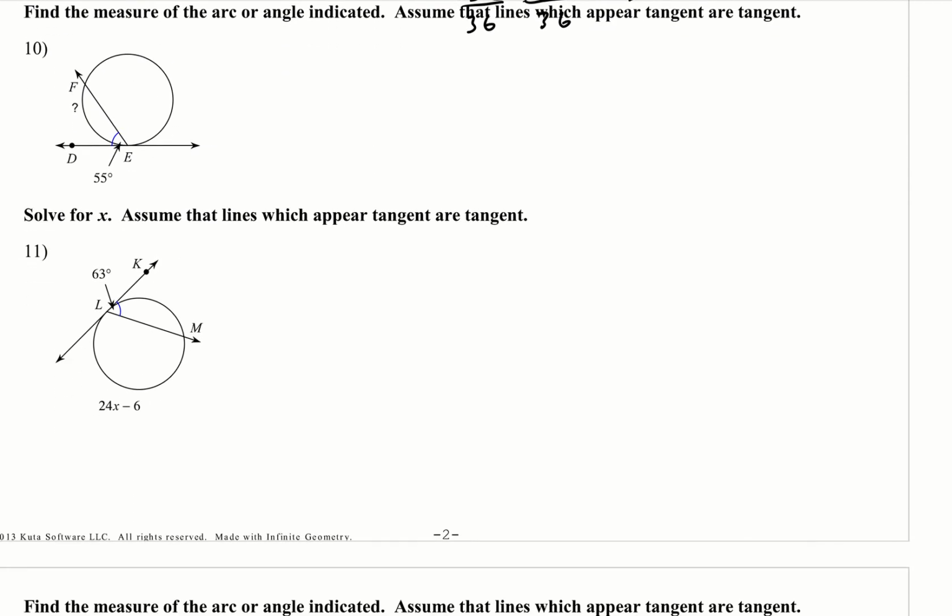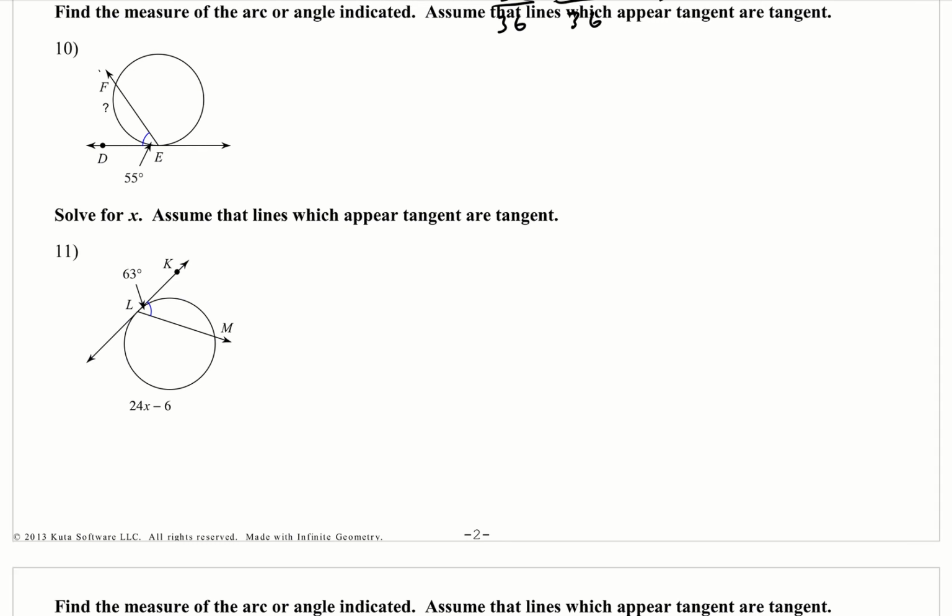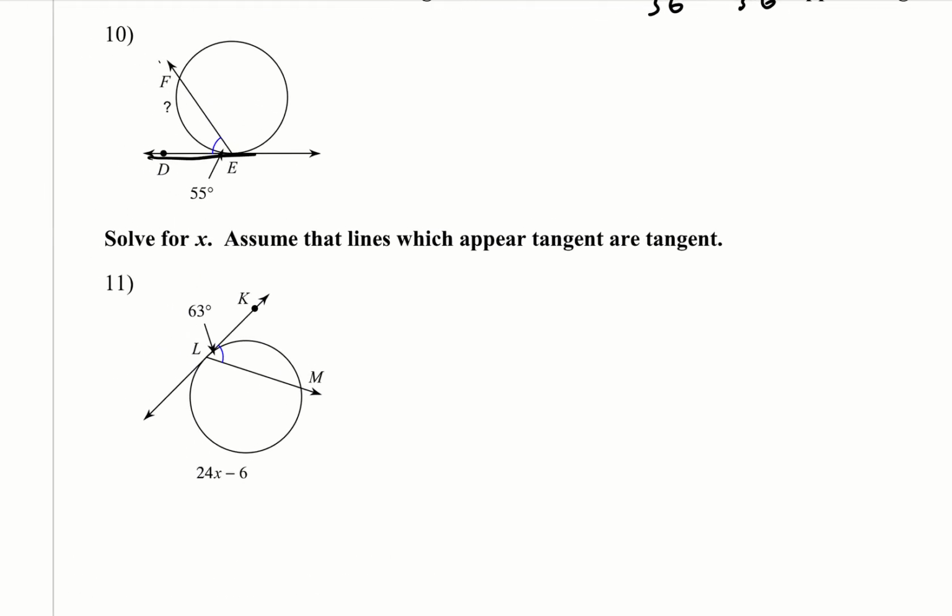All right, number 10, find the measure of the arc or angle indicated. Assume that lines which appear tangent, same thing. So we got a tangent line here. It appears to be tangent, so we assume it is. And we have some kind of secant segment there. So we have an angle between a tangent and some kind of chord or segment here, ignoring this line, of course.